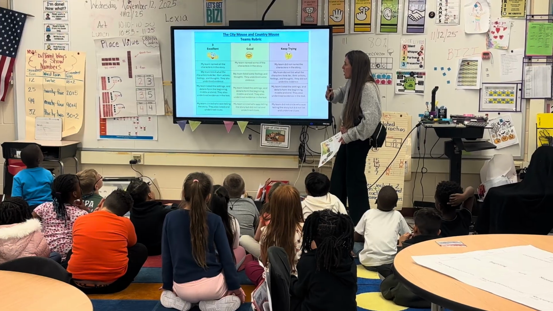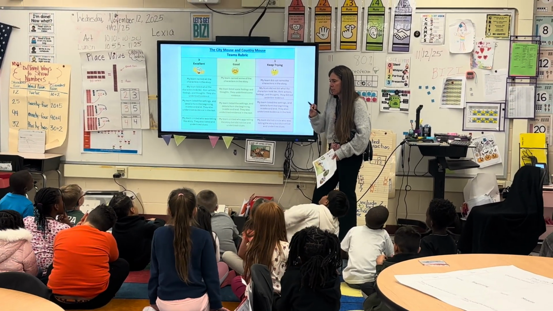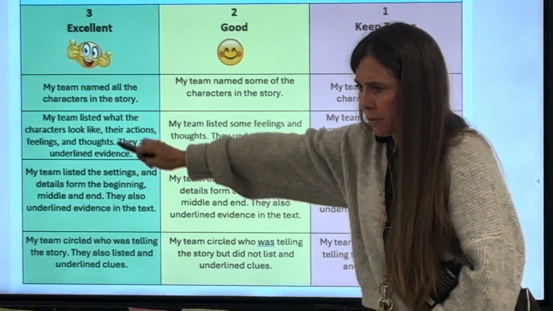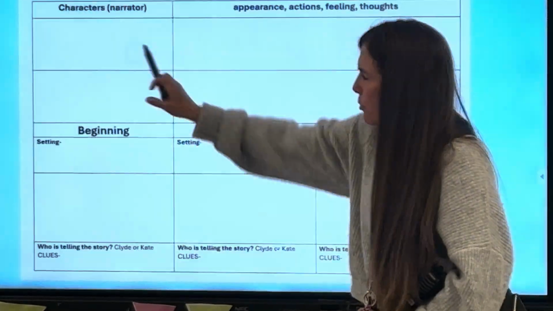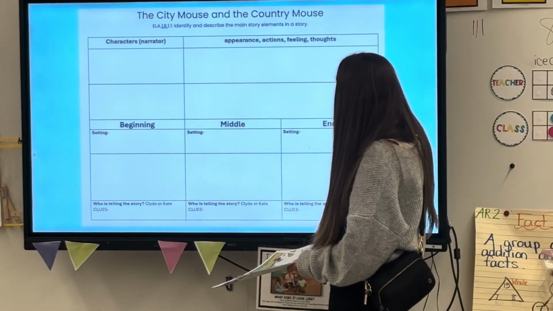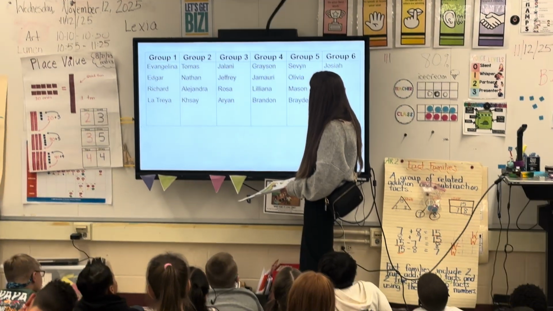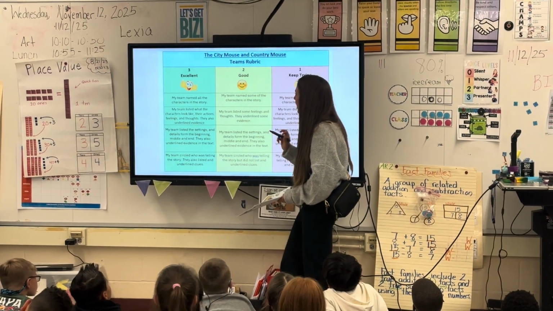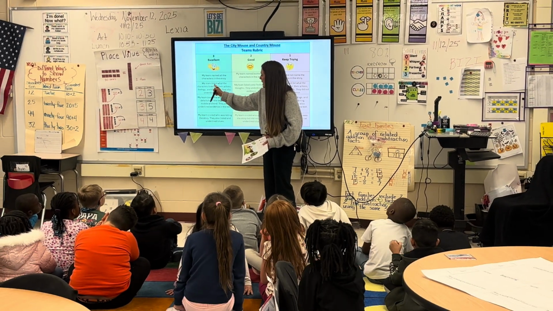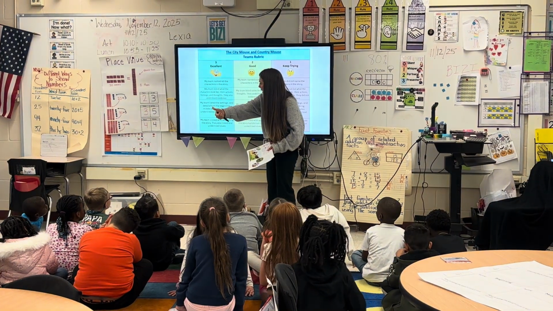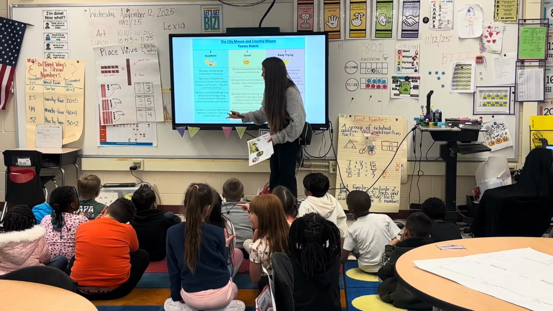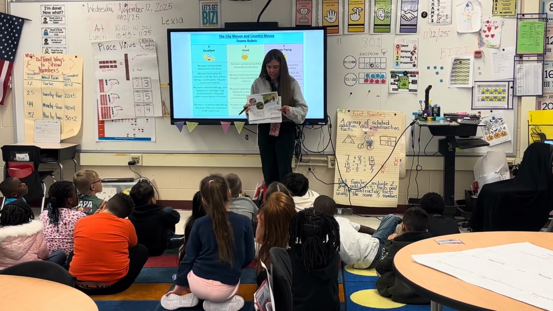Here is a rubric you're going to get, and I'm going to tell you what our task is going to be. On your rubric, you want to get 3s, don't you? Everyone wants to be in a 3. My team named all the characters in the story. And my team listed what the characters look like, their actions, their feelings, and their thoughts. And you underline evidence in your story.